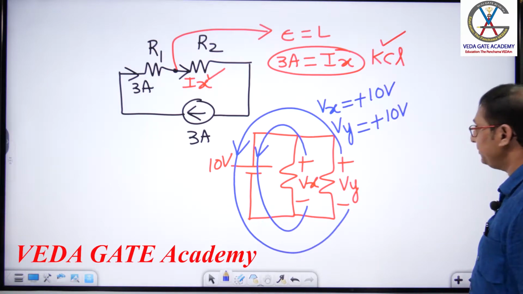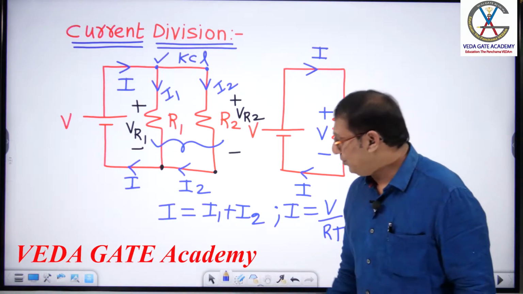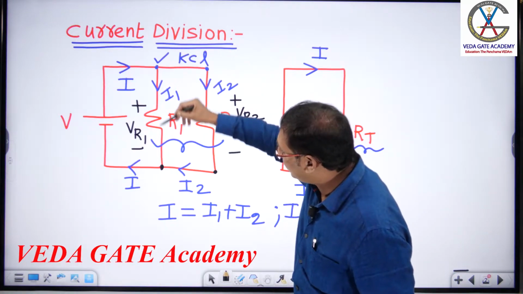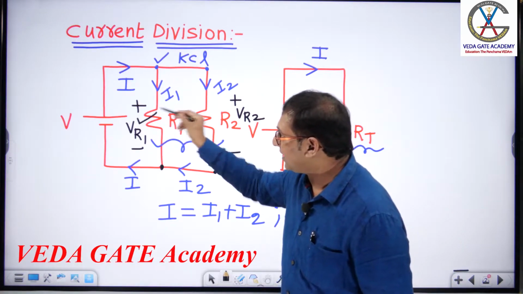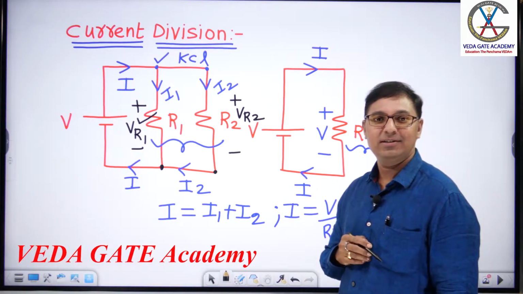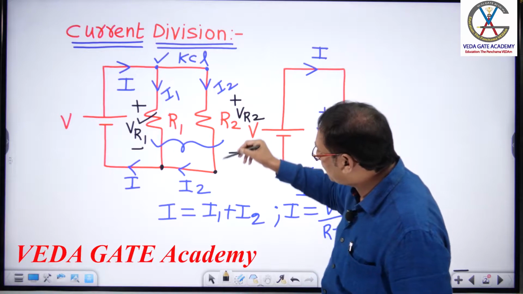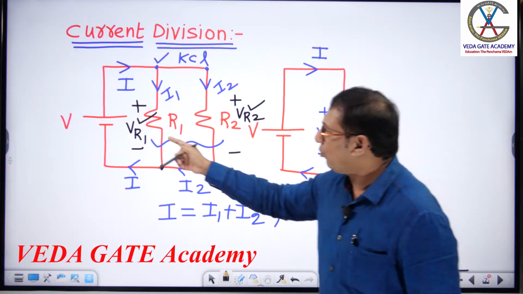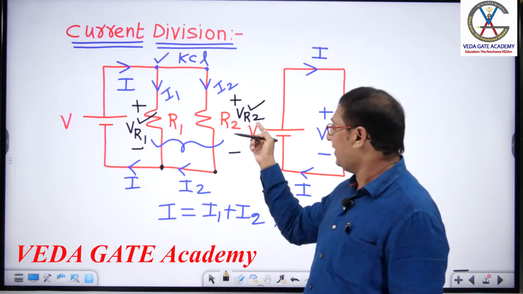Let's go with our current division. Yes. Now tell me, let me use black. When current flows from this point to this point, some work is done in transferring the charge. That work I am calling as what? VR1. Similarly, when current flows from this point, some work is done. That work we represented as VR2. Now tell me, sir, what is VR1? V. What is VR2? V.